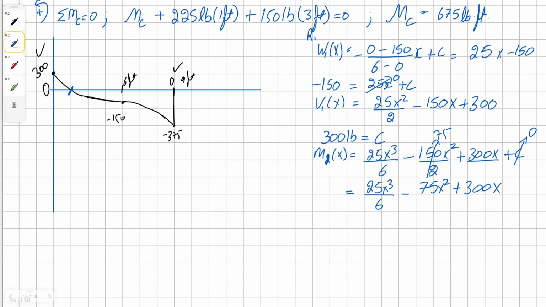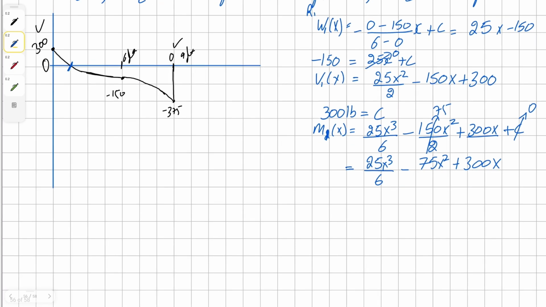And now to find our intersect, I'm going to erase this. So we want to know when shear is 0, what is the value of x. For that, we have to solve this quadratic equation. And the value for x comes up to be 2.536 feet. This means this is where we have the x intersection.